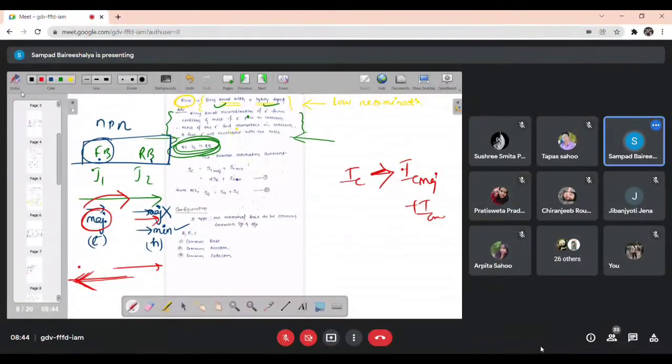In the similar manner, you are getting collector currents. Your total collector current is nothing but the majority current that you get from the forward bias case plus some minority current. That's why I mentioned that IC is nothing but majority plus minority. Is that clear?